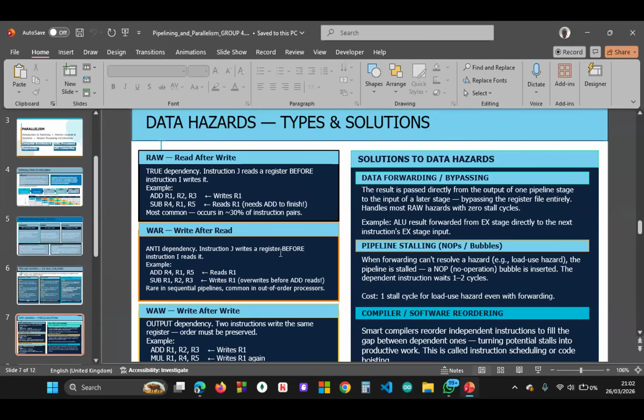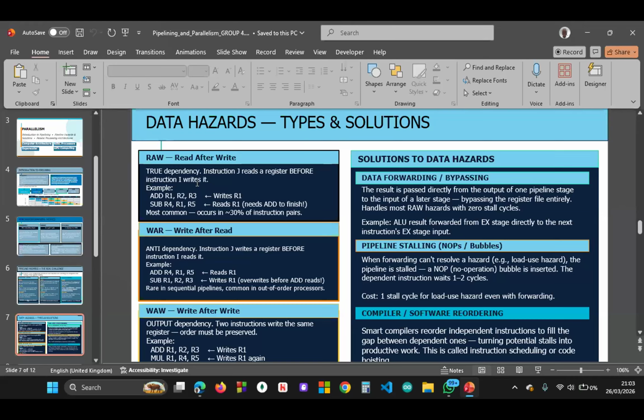Data hazards and solutions. One, read after write. True dependence. Instruction J reads a register before instruction I writes it. Two, data forwarding. The result is passed directly from the output of one pipeline stage to the input of a later stage, bypassing the register file entirely. Example: arithmetic logic unit results forwarded from the EX stage directly to the next instruction's stage input.